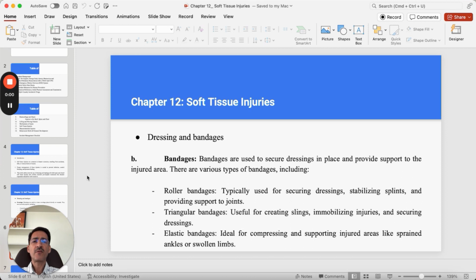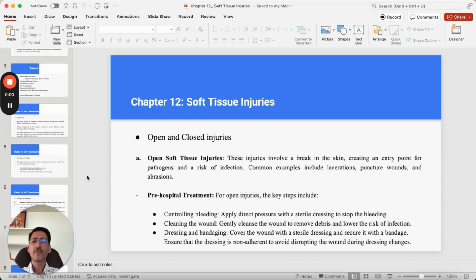There are various types of bandages, including roller bandages, typically used for securing dressings, stabilizing splints, and providing support to joints. Triangular bandages are useful for creating slings, immobilizing injuries, and securing dressings. Elastic bandages are ideal for compressing and supporting injured areas like sprained ankles or swollen limbs.